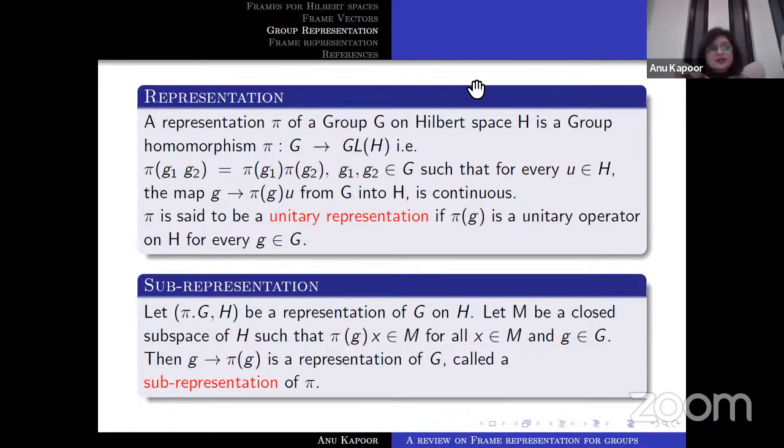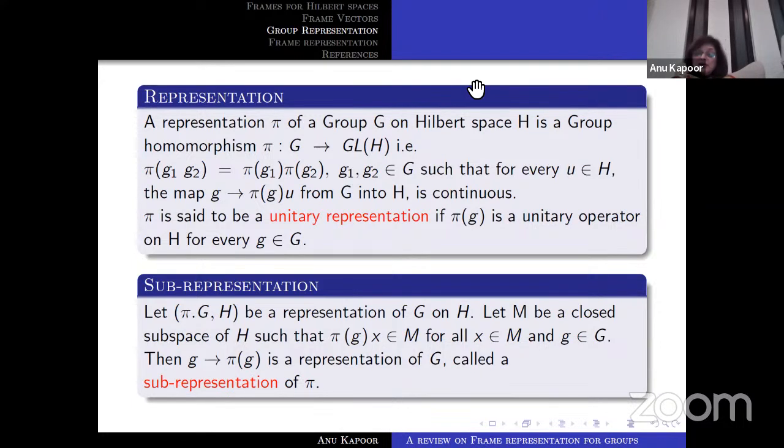Now, next, sub-representation, as the name says, has to be something related to smaller than the representation. Here we will take a subspace M of H such that pi(g)x is contained in M, that is, pi(g)x belongs to M for all x belonging to M. Then g going to pi(g) restricted to M, which is a representation, is called a sub-representation of pi.